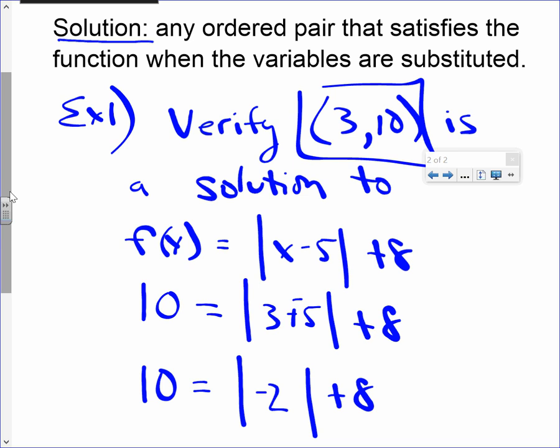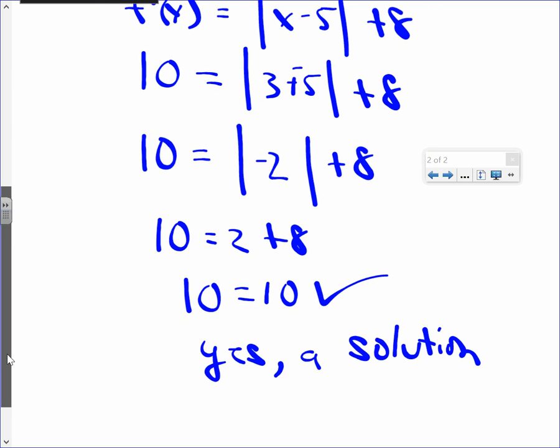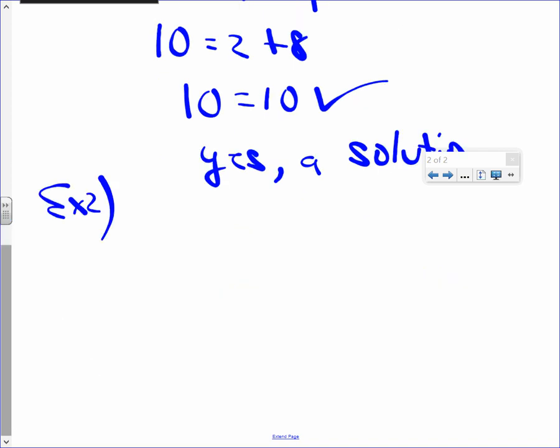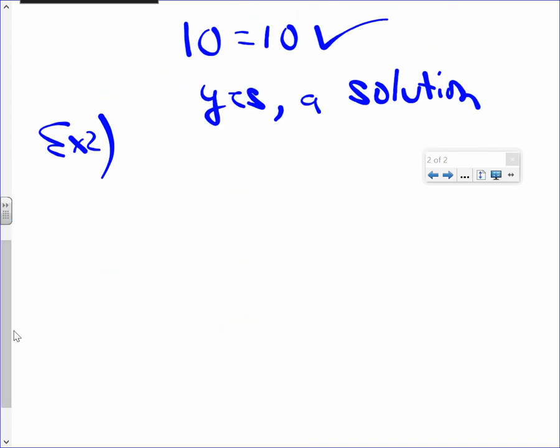Example 1. So just to recap, we verified two ways. One way was we graphed and verified the point was on the graph. Second way is just plug and chug. We plugged x with x, f of x with f of x, and we verified it's true. Example 2.